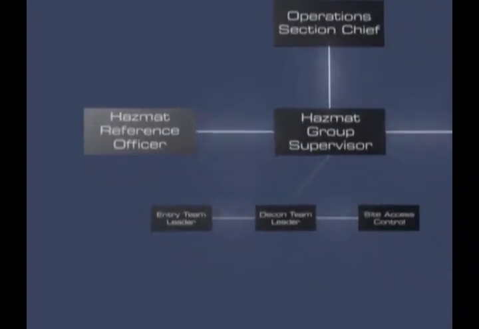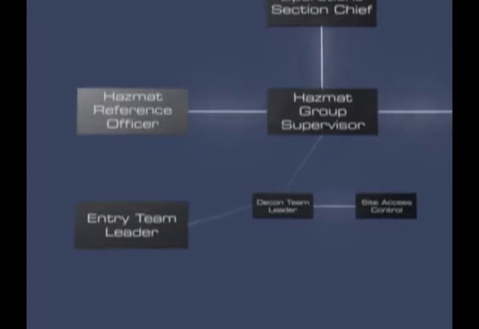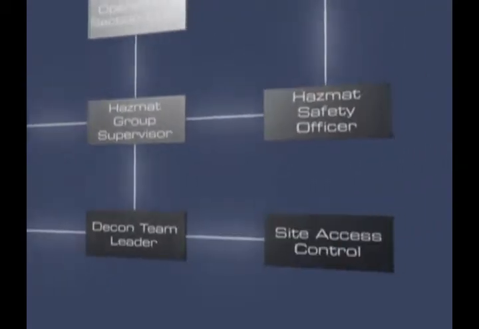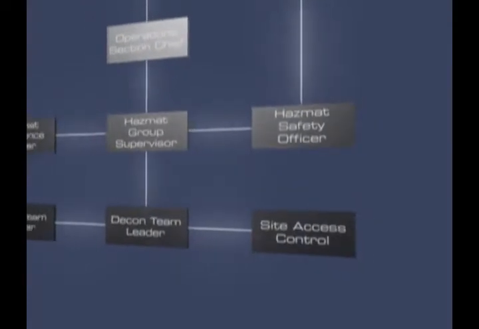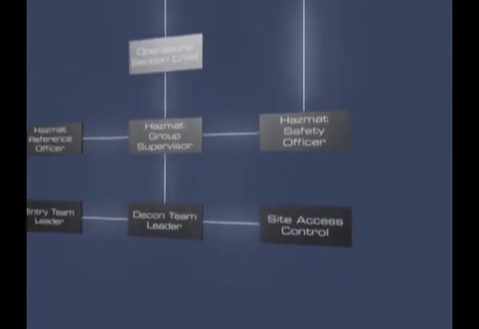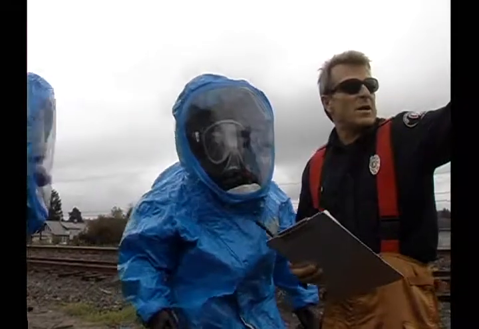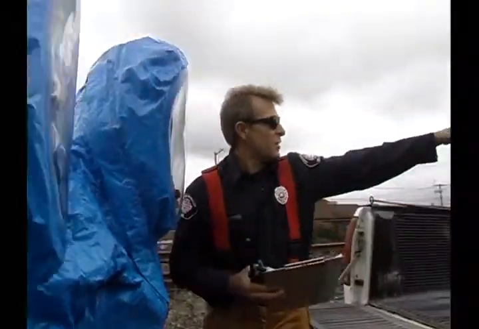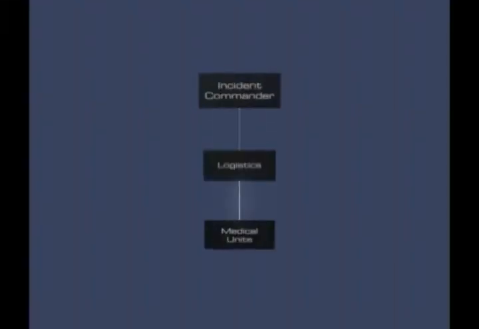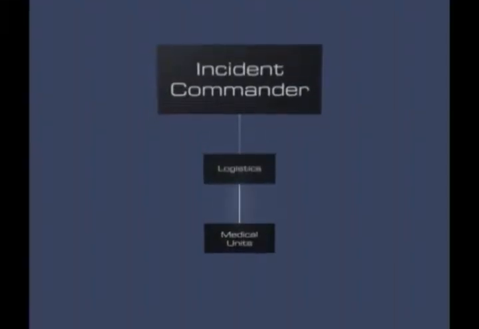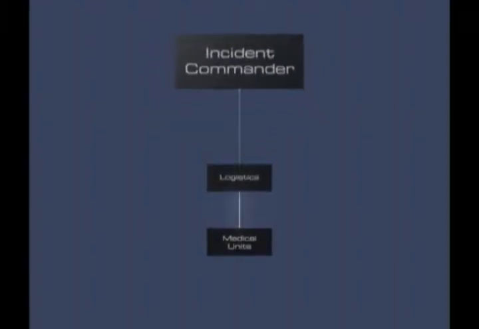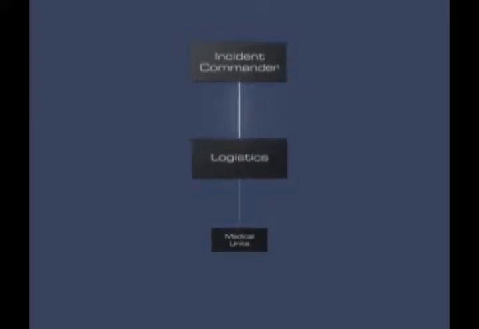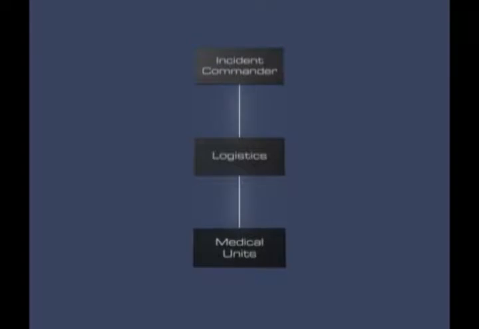Under the leadership of the hazmat group supervisor are the entry team leader, decontamination leader, and site access control leader. Each leader guides a select number of team members in their roles to complete each task. The incident commander is also responsible for oversight of a logistics officer who coordinates all support operations and the medical unit.